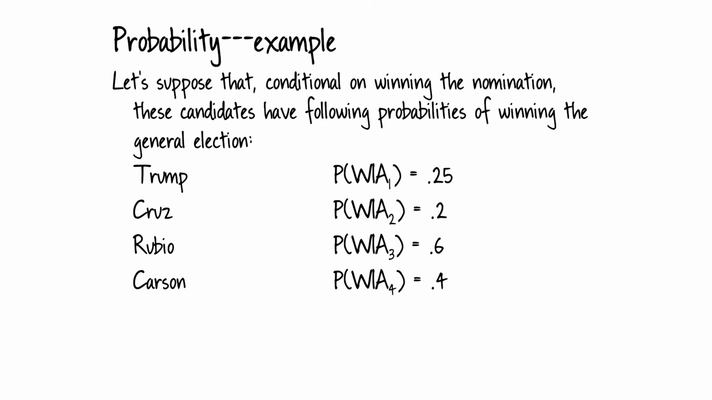And then let's suppose that conditional on winning the nomination, these candidates have the following probabilities of winning the general election. Donald Trump might have the highest probability of winning the Republican nomination, but he doesn't have a particularly high probability of winning the general election, conditional on winning the nomination. And perhaps Marco Rubio among this group has the highest probability of winning the general election, conditional on winning the Republican nomination. So I gave him a 0.6.